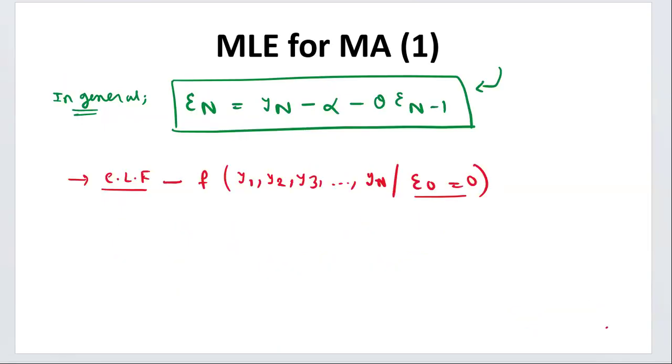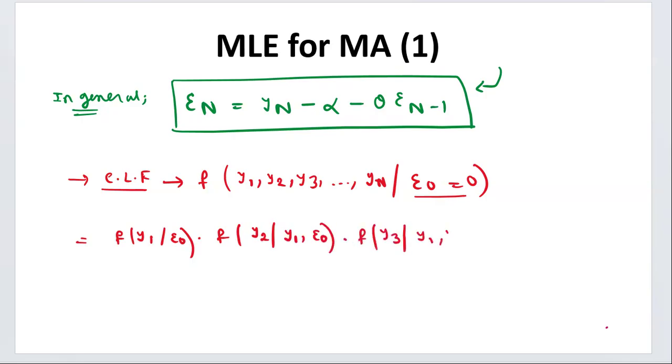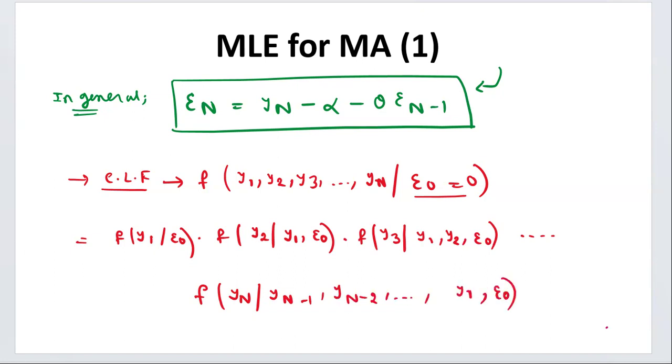So what will the conditional likelihood function be? It will be a function of all the known terms given epsilon naught equals 0. That can be further written as f of y1 given epsilon naught, f of y2 given y1 and epsilon naught, f of y3 given y1, y2, epsilon naught. This will go like this. Finally, we have f of yn given yn minus 1, yn minus 2 up till y1, and then epsilon naught.